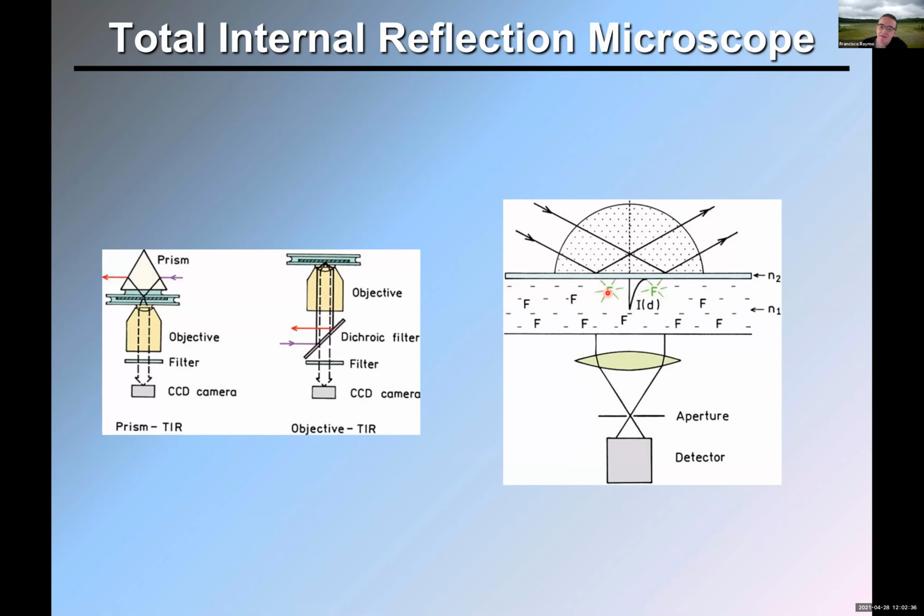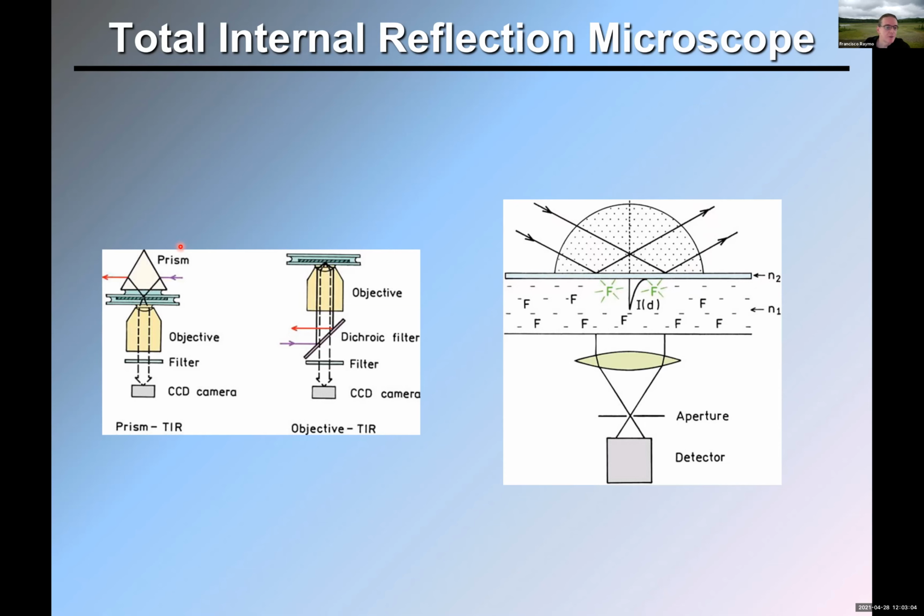Which means that the fluorophores that are close to the surface can be excited, and the ones that are away from the surface cannot be excited. So using this trick, total internal reflection, you can confine excitation only in this layer of the sample. And this is used to make sure that only a few of the molecules are excited and therefore emit at any given time. And this is very valuable for single molecule detection.